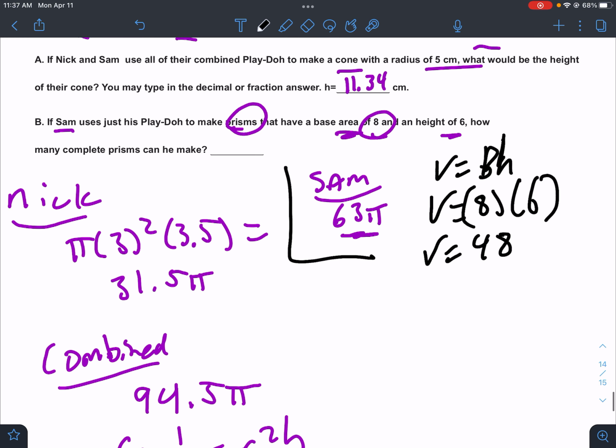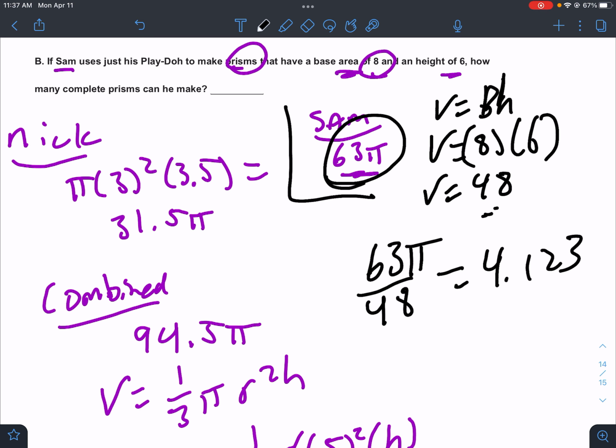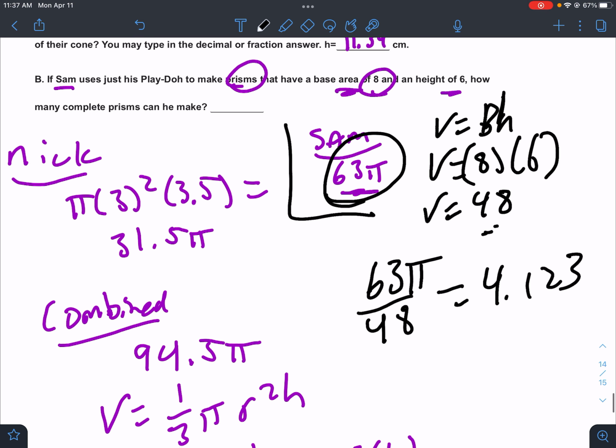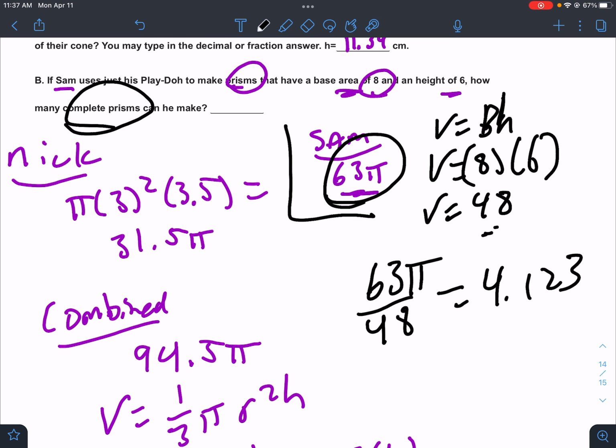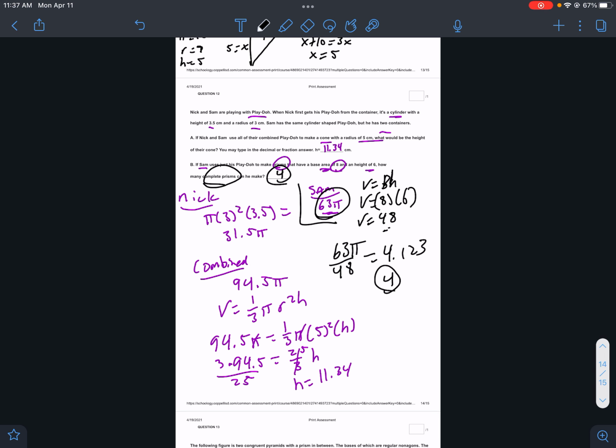We want to know how many of these he can make with his Play-Doh. His Play-Doh is 63 pi. So he has 63 pi. Each one is 48. So 63 pi divided by 48. I get 4.123. So how many can he make? How many complete ones? He can only make 4 complete prisms. Love it.